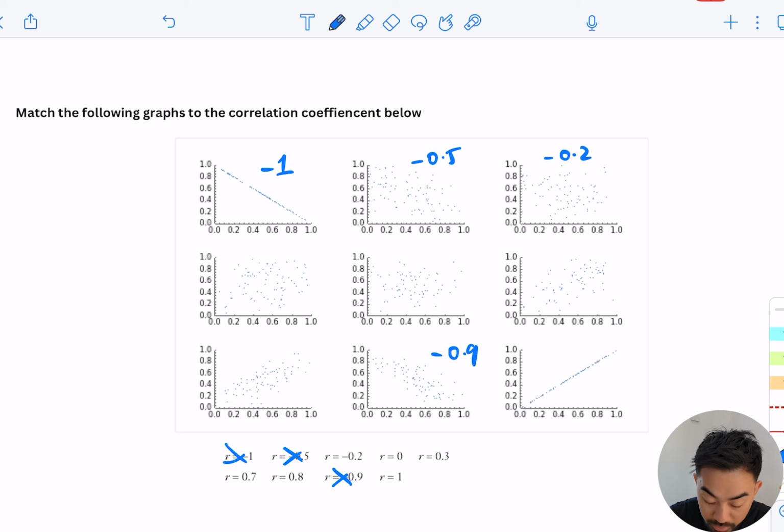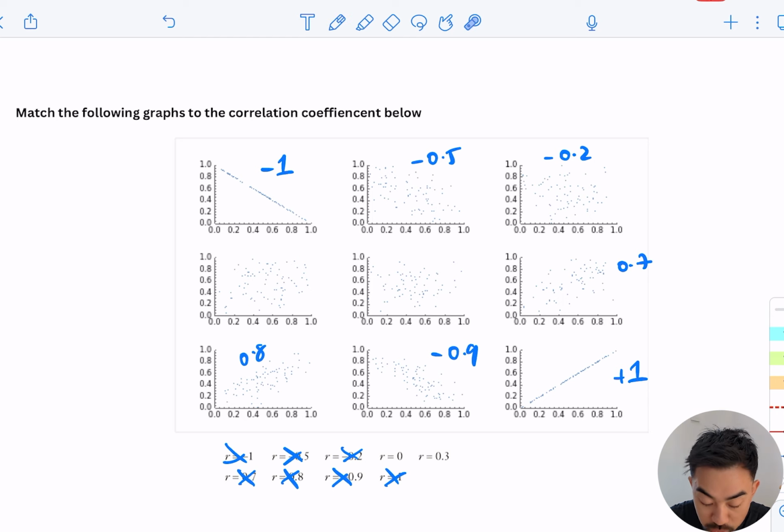Okay, let's start with the next obvious one. On the bottom right, we've got a perfect positive. So that's +1 here. Cross that out. On this one on the bottom left, that's pretty strong in the positive direction. So which other ones do we have to work with? We've got 0.8 and 0.7. I think this one is pretty strong. This one is also moving in the positive direction, but is less strong, so a bit more weak. So I'm going to go with 0.8 here and 0.7 there. And I've just got 2 to go.